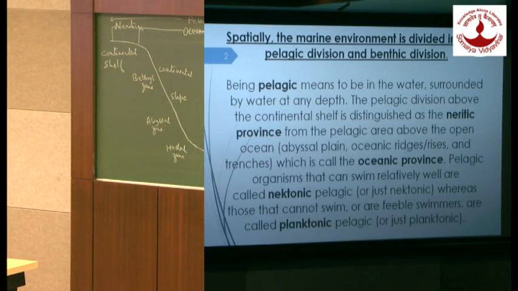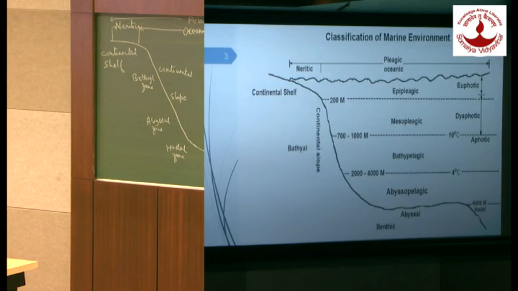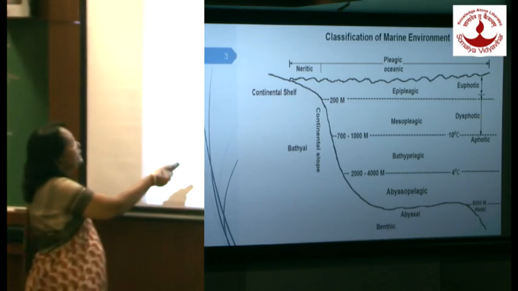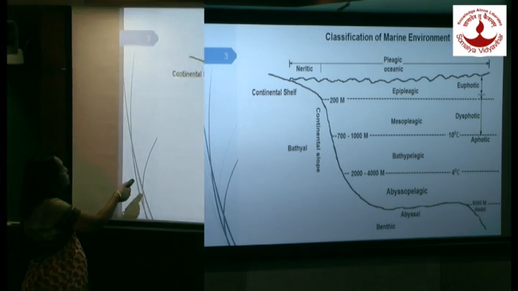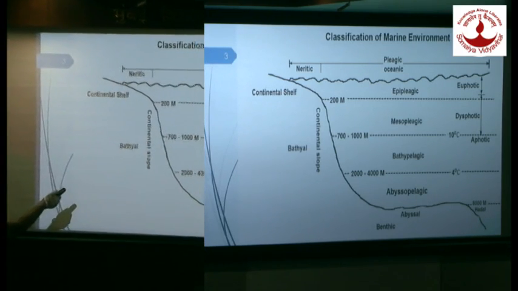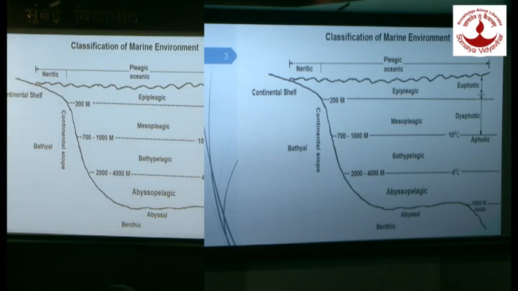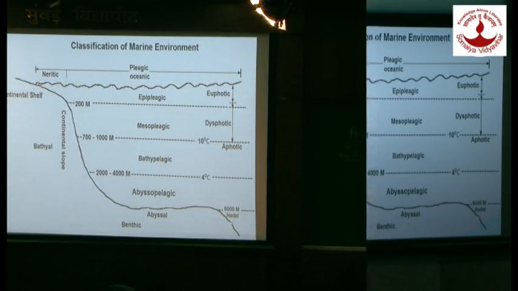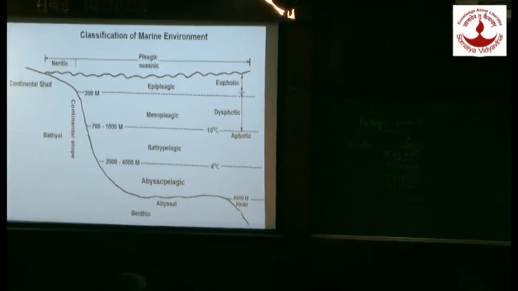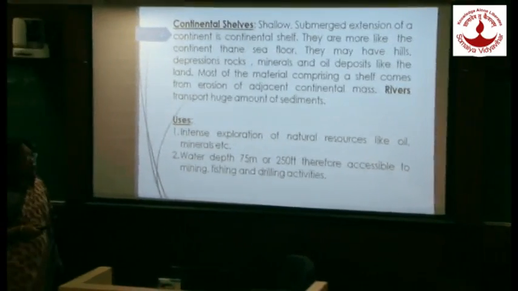Now next, this is again the same thing. Can you see here? The entire water mass is pelagic. Then it is divided into neritic and oceanic. Neritic, which is above the continental shelf. Then oceanic, which is the other mass of water.